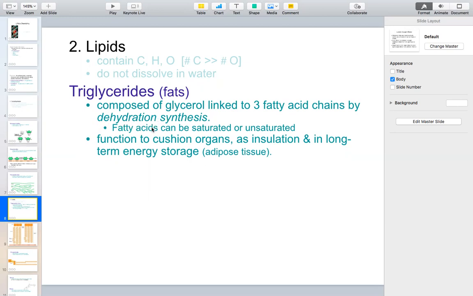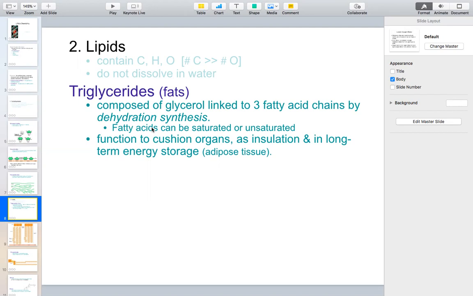But fats have all sorts of important functions. Obviously, they're important for energy. They also cushion organs. They provide insulation to help keep you warm. So there's lots of functions. The cell membranes, for instance, are made up of lipids or fats.